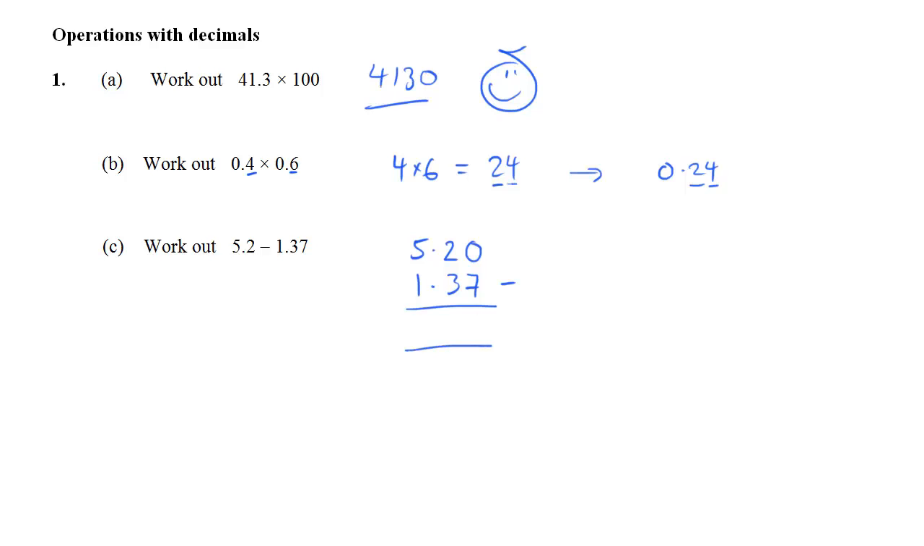So 7 from 0 won't go, so we need to borrow from the 2. So the 2 becomes a 1, and the 1 that we've borrowed makes our 0 into a 10. 10 take away 7 is 3. Next, we have to take 3 from 1, and that again won't go, so we borrow from the 5, make that into a 4, and my 1 becomes 11. 11 take away 3 is 8. Then simply put the decimal point where it should be and finish off with 4 take away 1, which is 3. And there you have your answer.